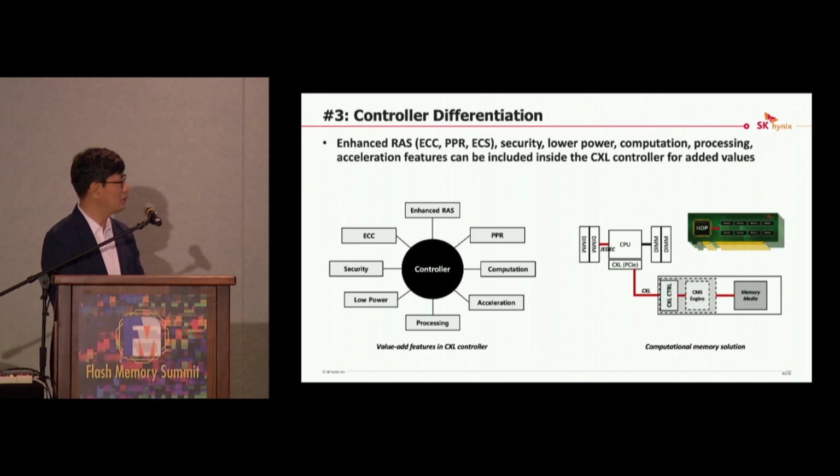Let me show one example out of them, shown on the right-hand side. So we can, for example, choose to integrate a computation engine, which is shown here as CMS engine, Computation Memory Solution Engine. So by doing local computation, we can prevent data from moving back and forth between the CPU and the memory. So all the computation will happen locally. Thereby, we can increase the power efficiency, and we can also increase performance because all the computation takes place locally.